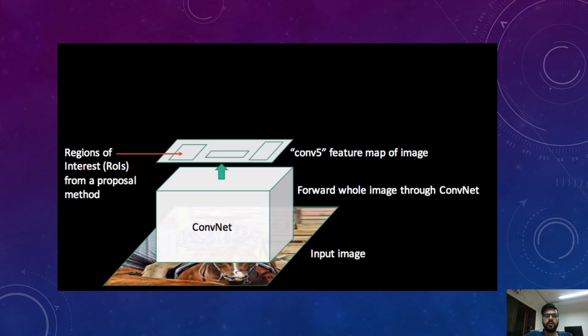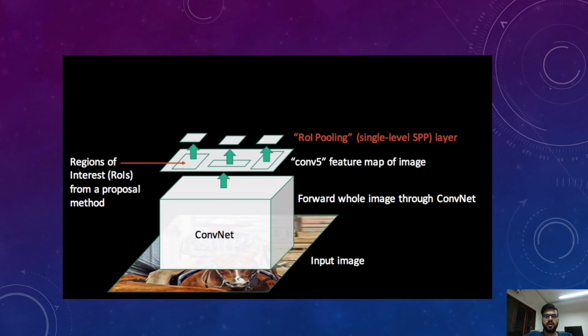So what we are doing in this is that we are taking the entire input image, sending it through the network and getting a convolutional feature map from a convolutional fifth layer. These feature maps will be used to generate the regions of interest.